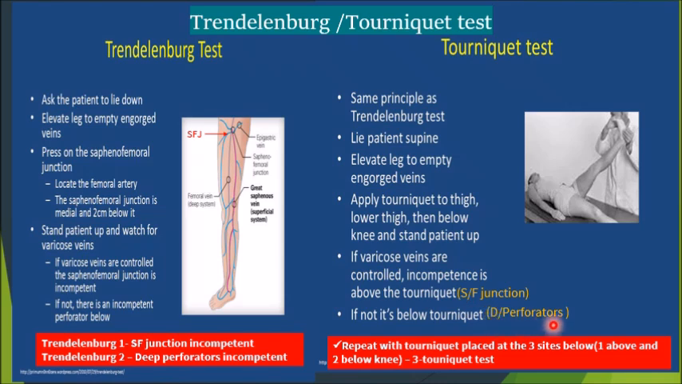Okay, and this test can be repeated with the tourniquet placed at 3 sites, 1 above and 2 below the knee, and this is known as the 3 tourniquet test. So with this, you should be able to detect the exact site of these perforators, which you may have to subject to treatment.